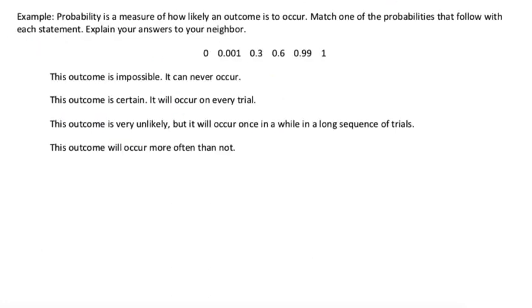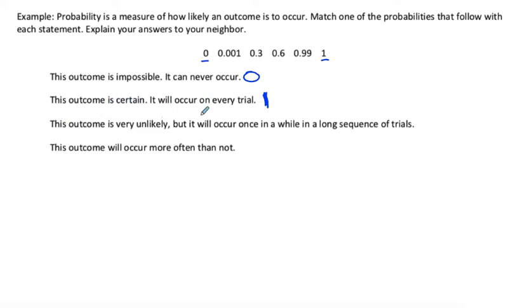Okay, a couple more things looking at our probability idea. Probabilities range from 0 to 1, and they describe how likely an outcome is to occur. So if we want to match one of the probabilities that follow with each statement, we'll just explain them here. It says this outcome is impossible. It can never occur. All right, so that would be 0. That means it's not going to happen. There's a 0% chance of that. Where this outcome is certain, it will occur on every trial. That would be 1, where it's guaranteed to happen. It's a 100% chance there.